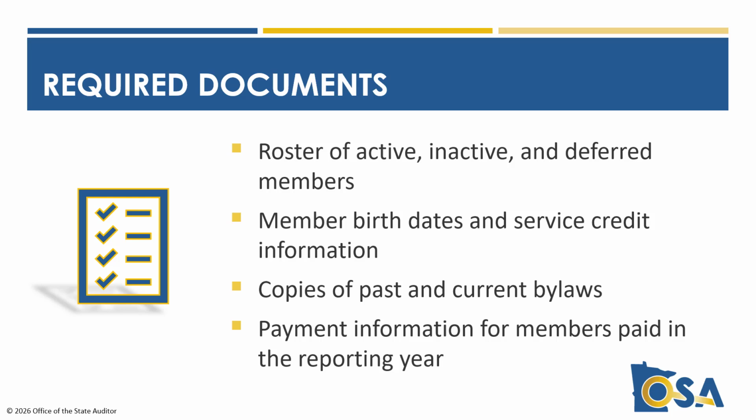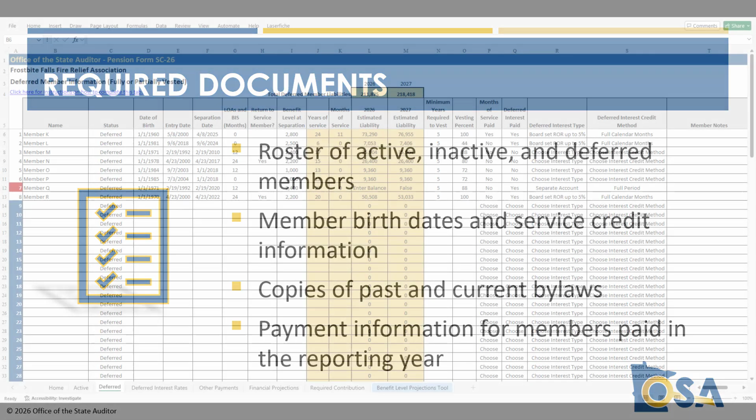Before beginning these tabs, there are a few required documents you will need. First, you will need a roster of the Relief Association's active, inactive, and deferred members. Next, you will need a birth date, entry date, and a leave of absence amount for each member. You will also need a copy of the past and current Relief Association's bylaws. Finally, payment information for any members paid during the reporting year is also needed.